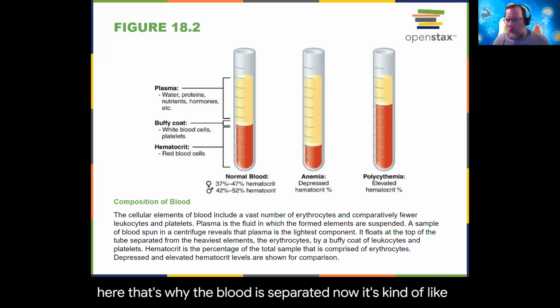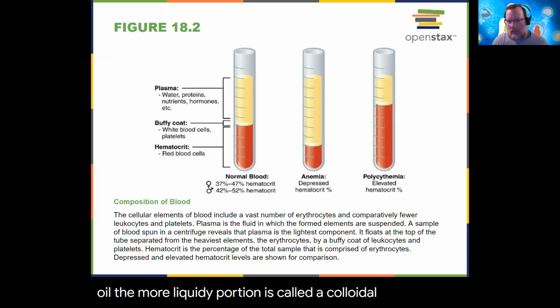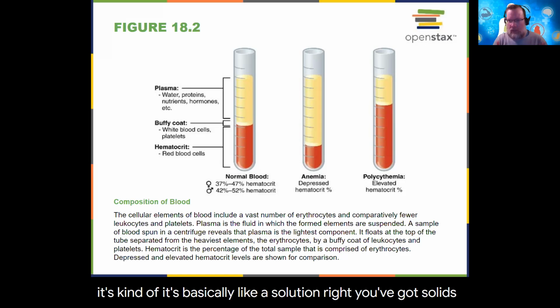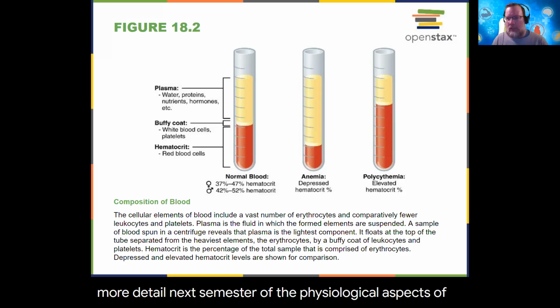Now, it's kind of like your Italian dressing, right? In your fridge, it sits for a while, and all of that garlic and onions and pepper and everything kind of separates at the bottom. And then at the top, you've got the oil, the more liquidy portion. It's called a colloidal suspension. It's basically like a solution, right? You've got solids contained within liquid. In essence, it's a solution, but they call it specifically a colloidal suspension. We'll look at that in more detail next semester when we go a little bit further with some of the physiological aspects of blood. Okay.